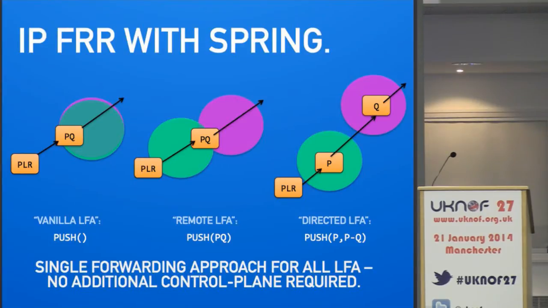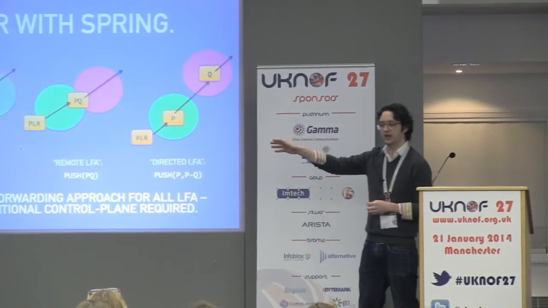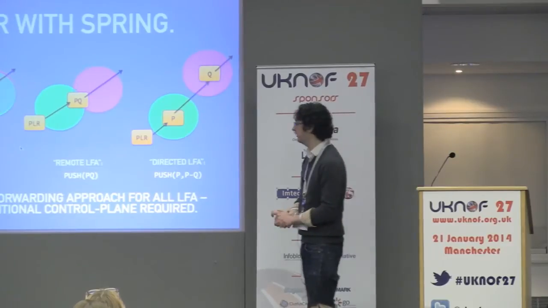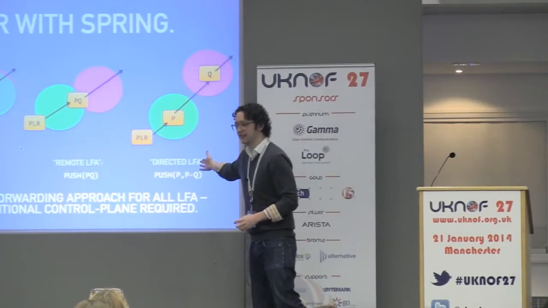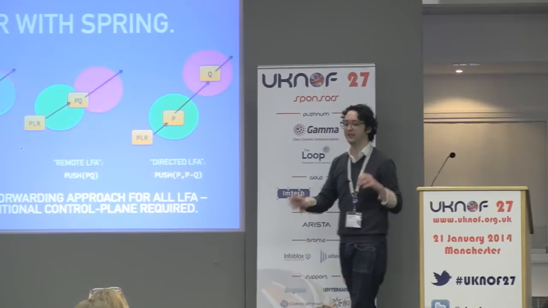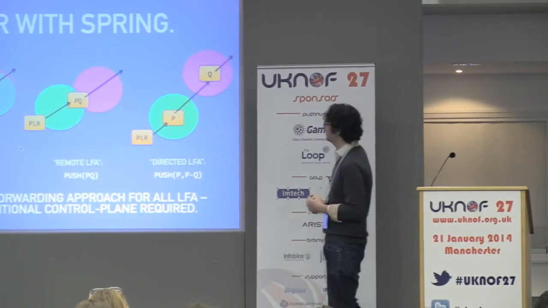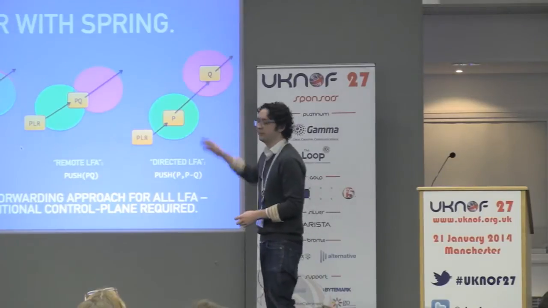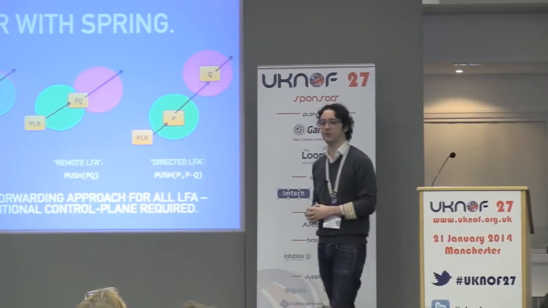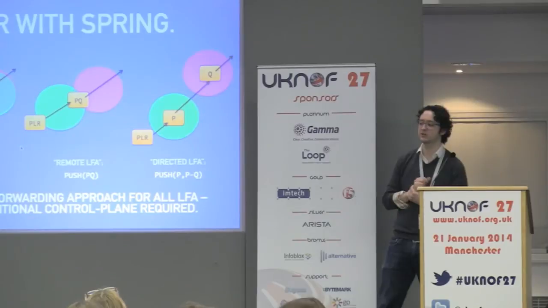When we've got a remote LFA, which previously we needed to run control plane protocols for, we just push the label that gets us to the PQ node, and he's then our repair point. And when we get to a directed LFA, which is where there isn't a P and Q node, then there isn't a single intersection between the P and Q spaces, then we can push a label to P with the forwarding instruction that then says go to this Q node.